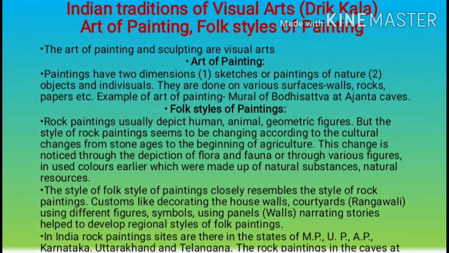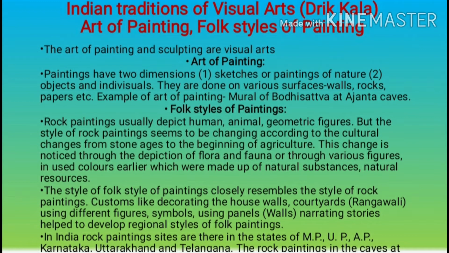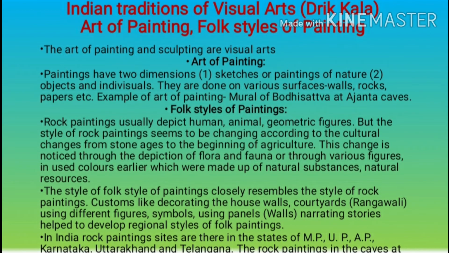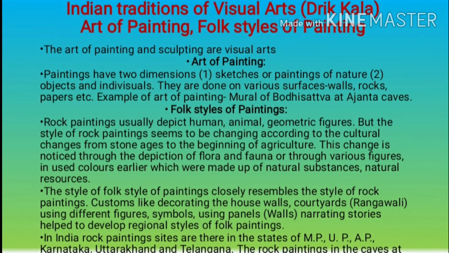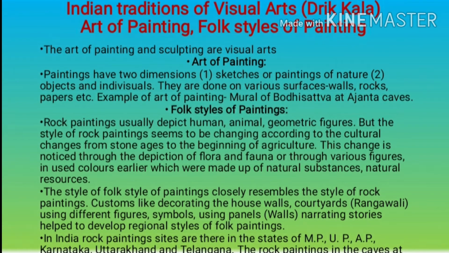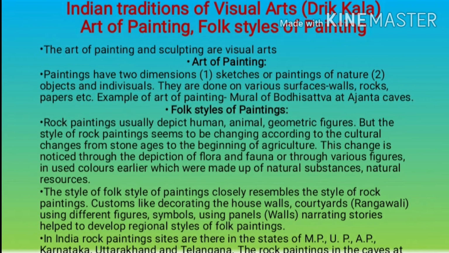Children, we have learnt visual arts and performing arts. When we are learning about Indian traditions of visual arts, chitrakala, it has two types: painting and sculpting, which come under visual arts. So let's learn about the art of painting. Paintings have two dimensions. Either sketches or paintings of nature are drawn, or objects or individuals are drawn. They are done on various surfaces like walls, paper, rocks, etc. The best example of the art of painting is the mural of Bodhisattva at Ajanta caves.